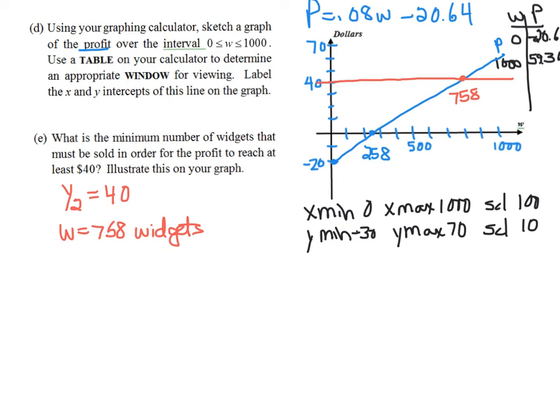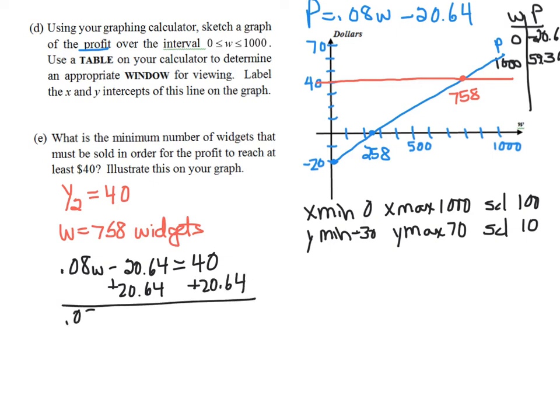Now let's check that answer by solving this equation algebraically. So we want to know when 0.08W minus 20.64 is equal to 40. So we want to add 20.64 to both sides of the equation. We now have 0.08W is equal to 60.64. Dividing both sides of the equation by 0.08, I see that I get W is equal to 758 widgets, which of course matched with the answer on my graph.